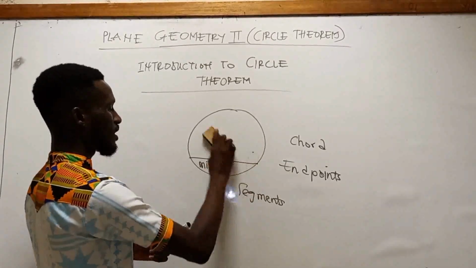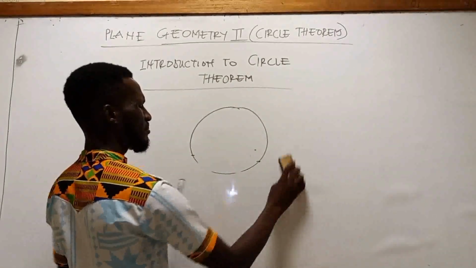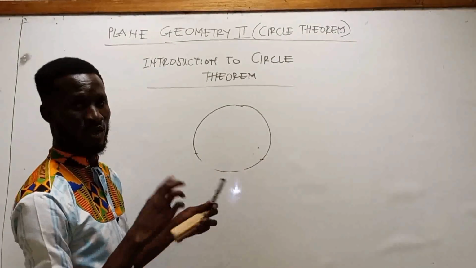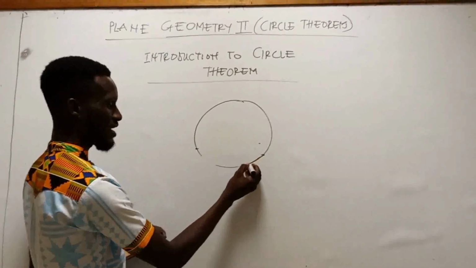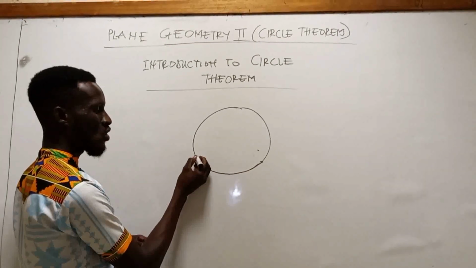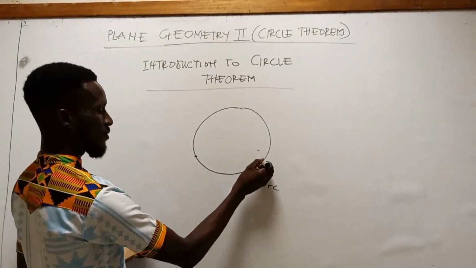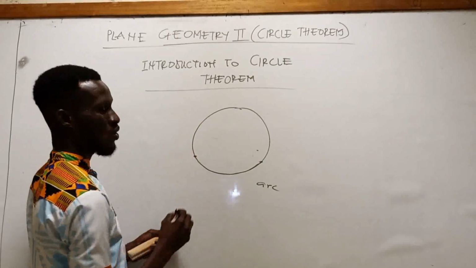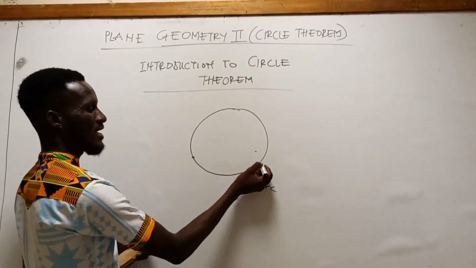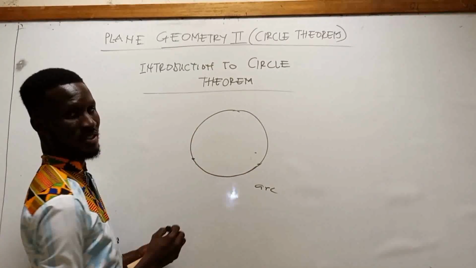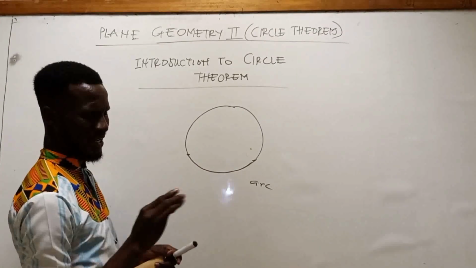Now, a chord can be drawn in many ways. I can also use the endpoints to determine a chord. So this one and this one being a chord, from here to here is called an arc. From here up to here is also another arc. This one is a minor arc, and this one becomes the major arc. Let me draw another chord.